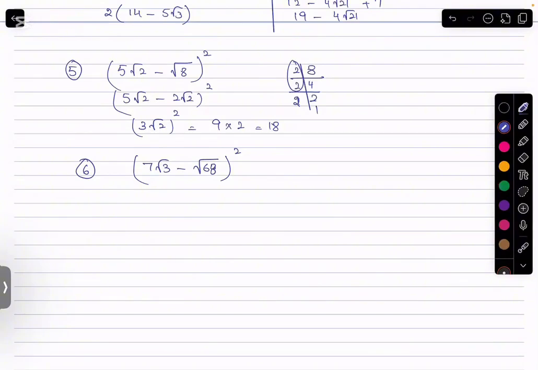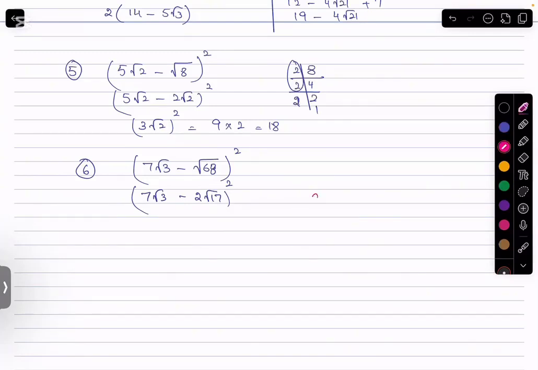So are you simplifying square root 68 first? Yes. What is your answer? 2 root 17. Yes. Okay, अब यहाँ पे क्या हुआ? You are getting 7 root 3 minus 2 root 17 and this is the whole square. मैं इसको simplify नहीं कर सकती। अब I can see कि square root 3 है which is a prime number, square root 17 है which is also a prime number. So what do I need to do? How am I going to expand it? I have to use the identity. By using the identity. Which identity?